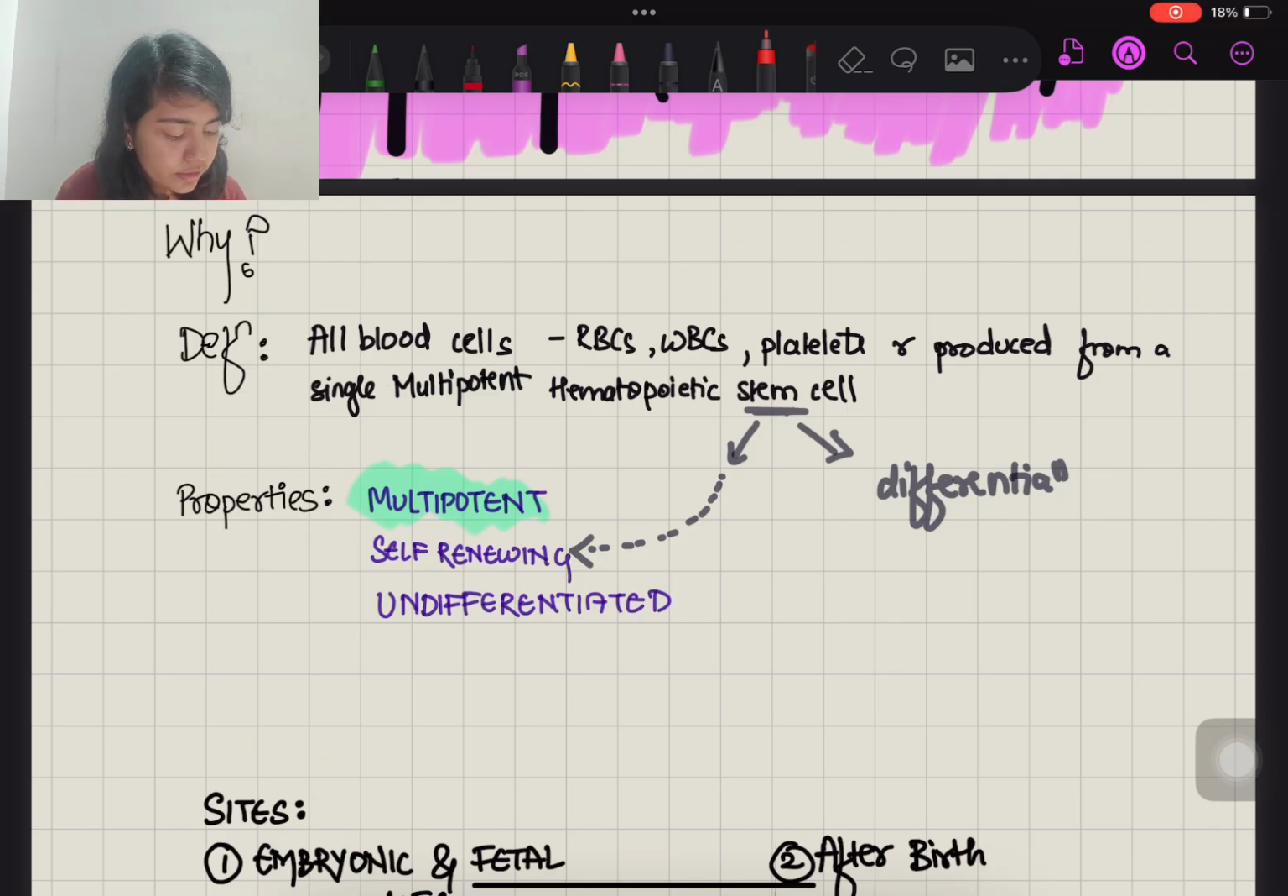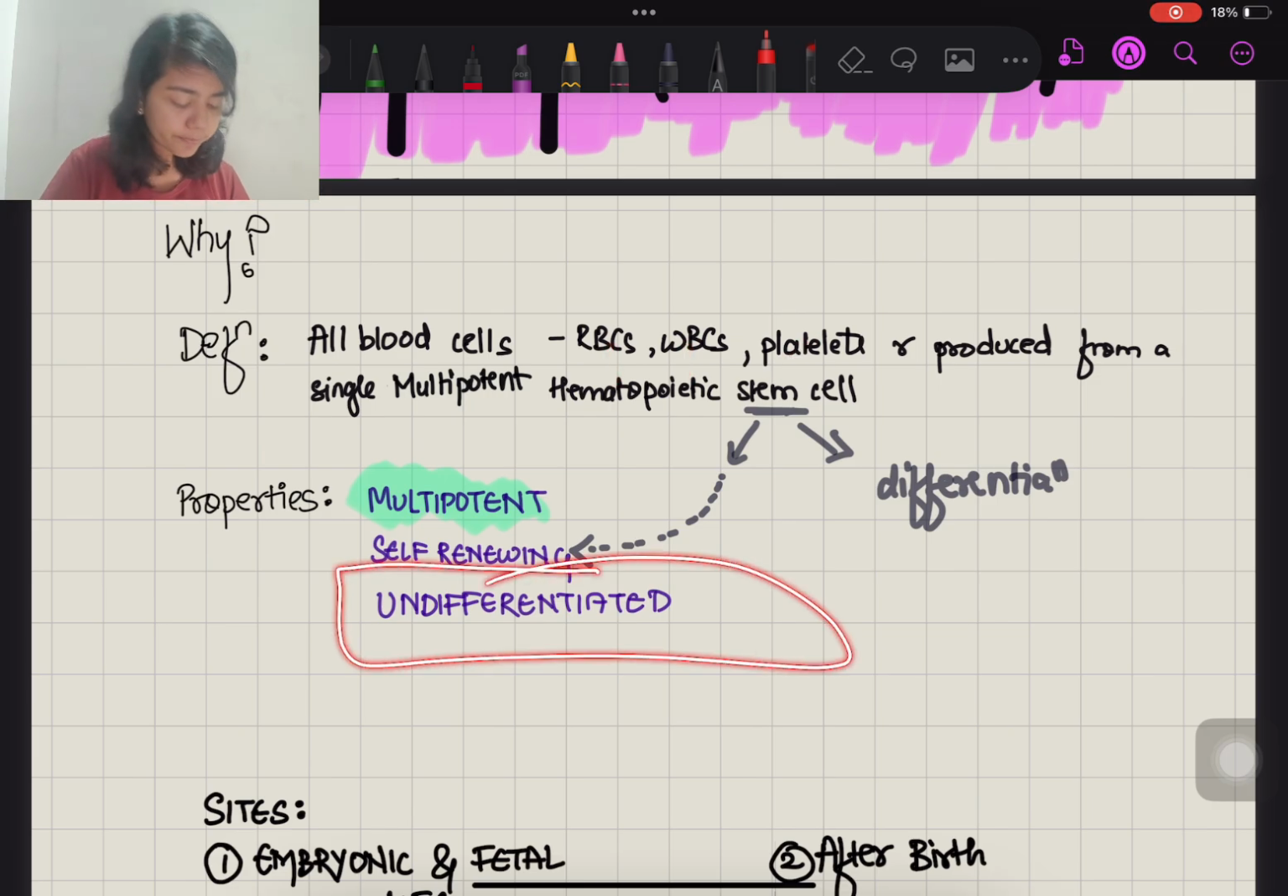Next, the multipotent hematopoietic stem cell is self renewing. Meaning, RBCs, WBCs, platelets are going to be synthesized, but it can also synthesize another hematopoietic stem cell. So it is self renewing and it is undifferentiated. RBCs, WBCs, platelets all have different functions, they are all differentiated forms. But the hematopoietic stem cell, which I'll be saying as HSC, is going to synthesize all the three, right? So hence it is undifferentiated.